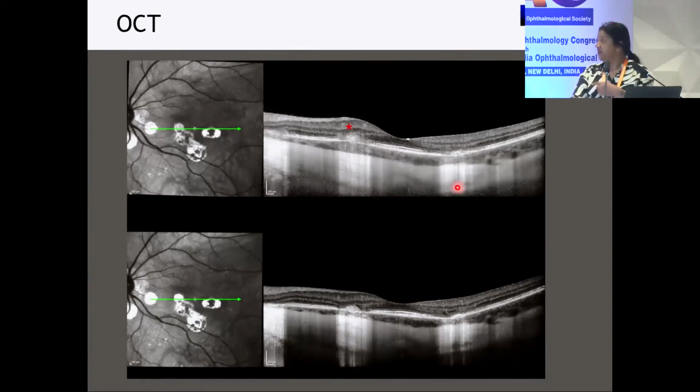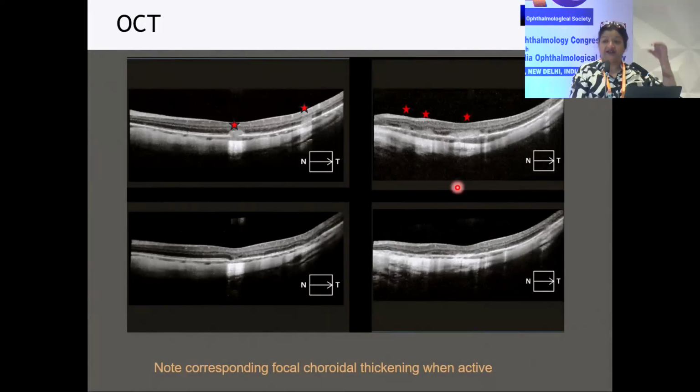And here's another set. You can see active images on the top, and in the bottom are inactive images. Same here: active, you see that fluffy membrane on the top, and in the bottom, the ellipsoid zone is either thinned out or it becomes a little scar. The ellipsoid zone may or may not fix itself. Sometimes the ellipsoid zone regenerates, sometimes it doesn't.